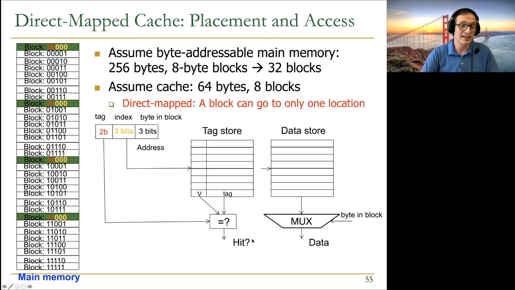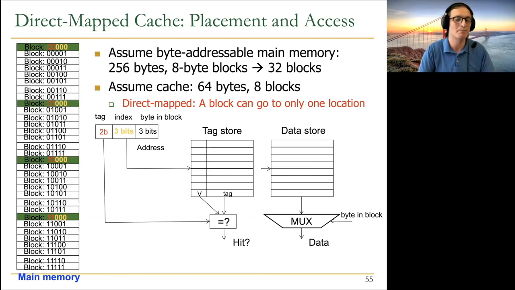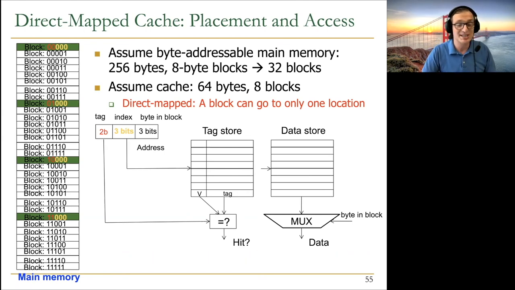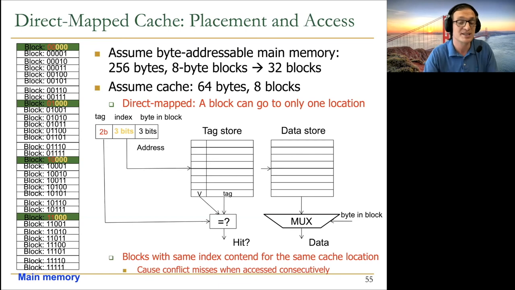Okay, so clearly this is easy to build in hardware because you have simple indexing. This is a random access memory, right? Both the tag store and the data store. And then you have a comparator that compares a tag, a simple content addressable memory, but just one place where you compare. Right? So the downside of a direct map cache is that blocks with the same index contend for the same cache location, and they cause conflict misses when accessed consecutively.